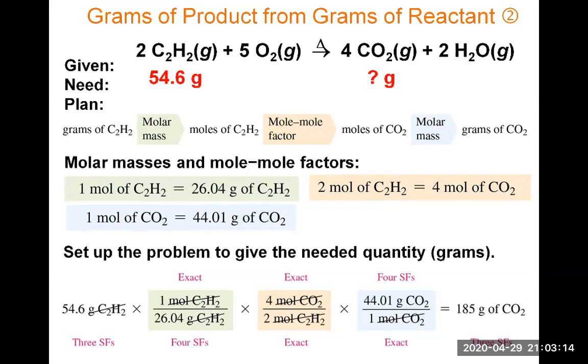So 184.558 will be rounded to, so we keep the 1, the 8, and the 4. That's 3 sig figs. But what comes after the 4 is a 5. So you need to round up, and so the 4 will become a 5, and you drop everything after that. And so it's 185 grams of CO2.